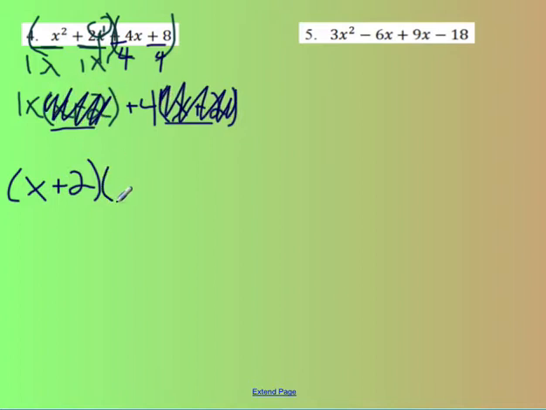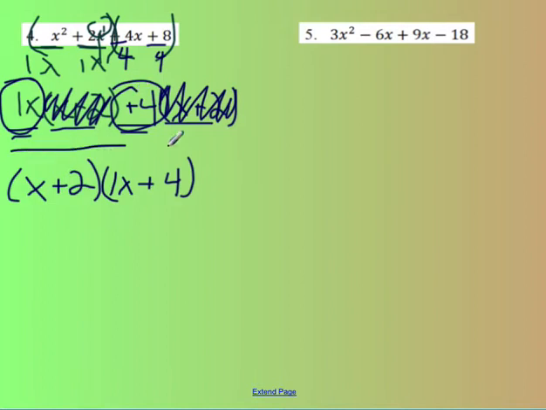So I'm going to go and make my second parenthesis. To make my second parenthesis, I'm going to take those terms that were left over, which is our 1x plus 4. So that second parenthesis is just made of our two greatest common factors that we took out. And this right here is our answer for number 4.